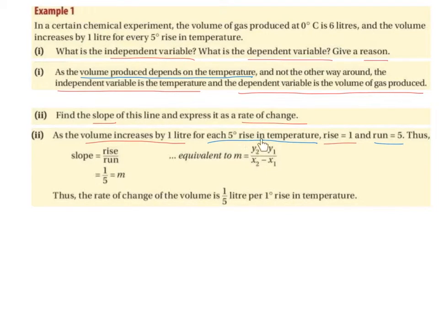It's equivalent to the formula y2 minus y1 divided by x2 minus x1 if we had coordinates to use, and this formula is found in our formula tables. But in this question we're going to use rise over run. So 1 divided by 5 is a fifth. So the slope is 1 over 5, or a fifth. Thus, the rate of change of the volume is a fifth of a litre per 1 degree rise in temperature.